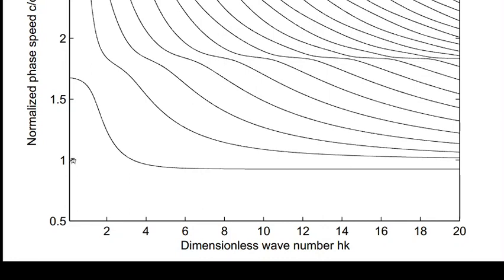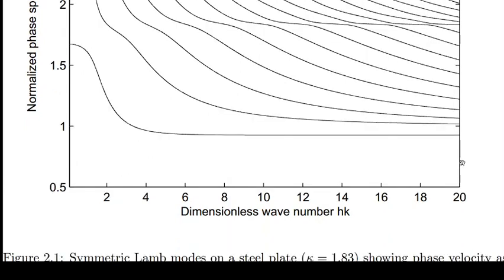Why is it approaching 1? In the paragraph I have said that all the modes will approach CT, but here you can see that these are approaching 1. Why? Because I have normalized this C with CT, and when you normalize, C by CT approaches 1. So that is why all the modes are approaching 1. And only one mode will cross this line.